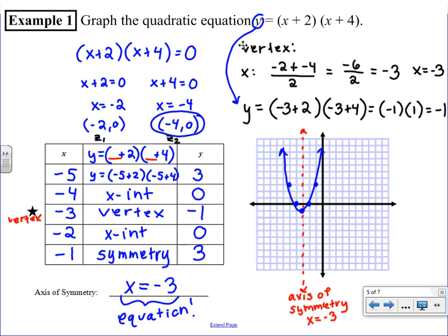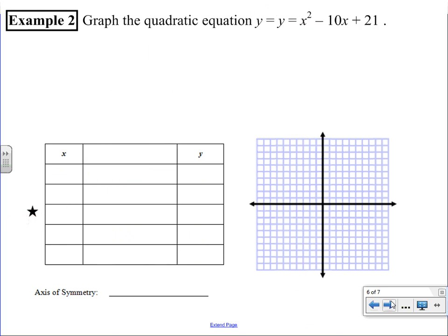I do want you to make a note that this form right here is factored form because we have it in parentheses already. So if we flip to example 2, you will notice, first of all, that I have 2 y's in my equation, which is problematic. So let's just get rid of this here, pretend that's not there. So the equation that we have right now, this is standard form.